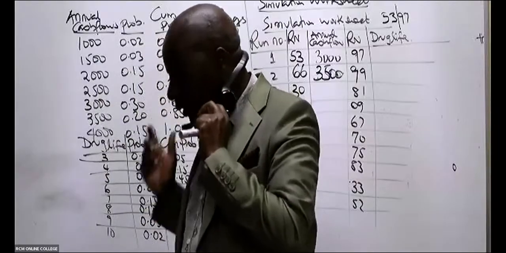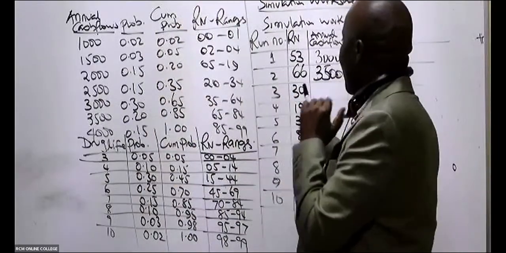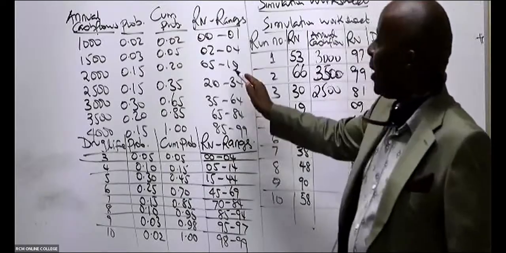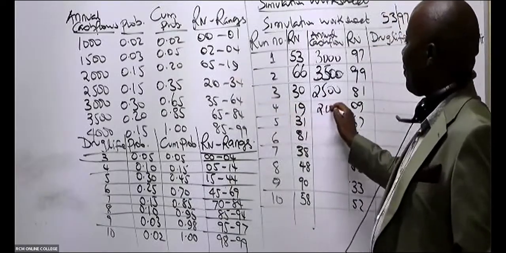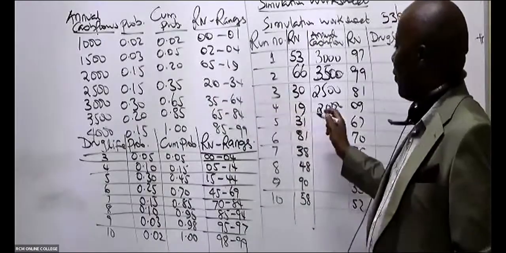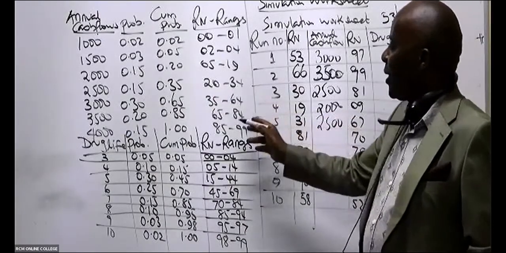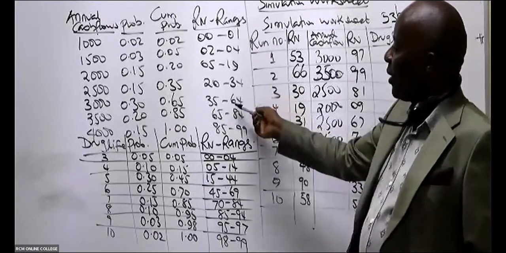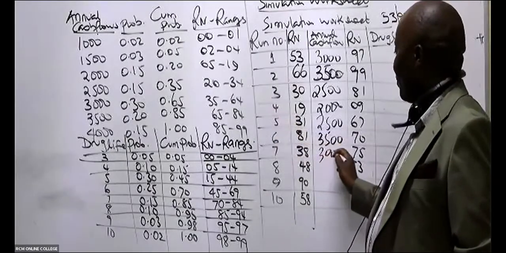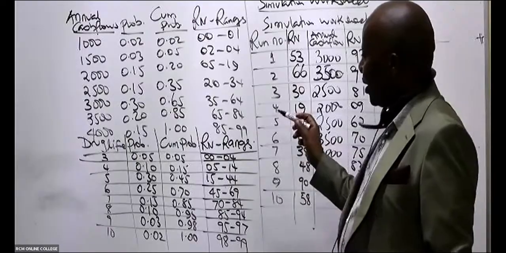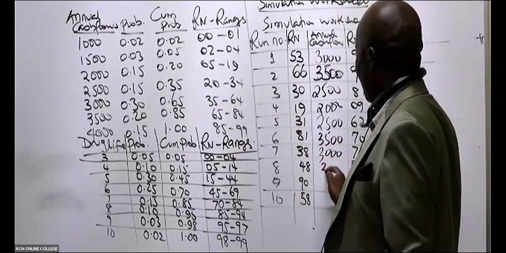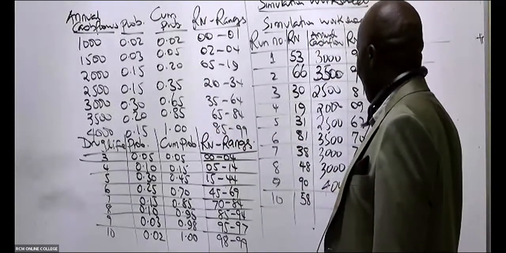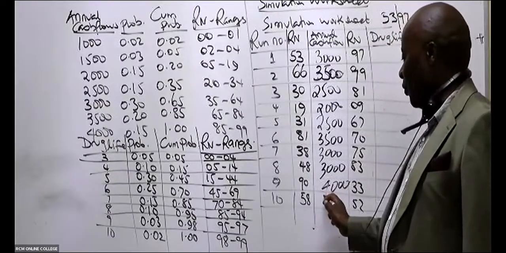So have they finished those figures? Yes. So for the cash flows, when it's 30, 30 is here, 2,500. When it's 19, 19 is here, 2,000. 31, 31 is here, 2,500. 81, 81 is here, 3,500. 38, 38 is here, 3,000. 48, 48 is here, yeah, 3,000. 90, 90 is here, 4,000. And then 58, 3,000. Thank you very much.